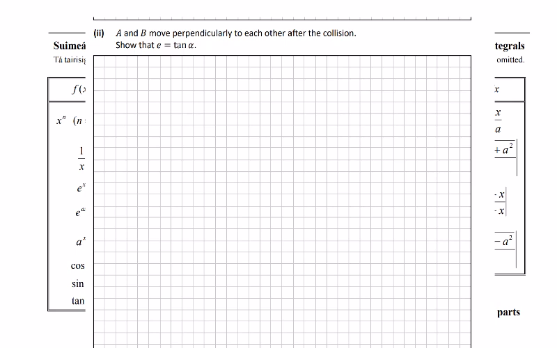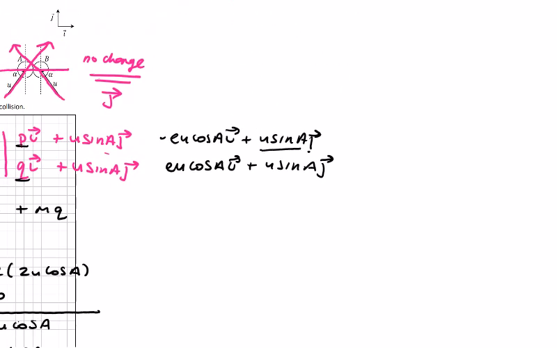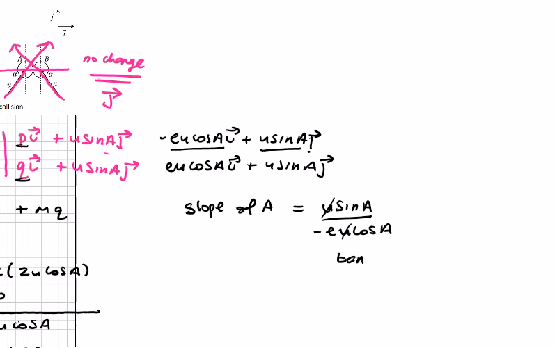We're told that A and B move perpendicularly after the collision. Show that E is equal to tan alpha. Okay, so what do we know? We know their slopes afterwards are the J over the I, or the change in Y over X. So the slope of A, or the tan of A, is equal to U sine alpha over minus EU cos alpha. This simplifies, the U's cancel, sine over cos is tan, so we have tan alpha over minus E.